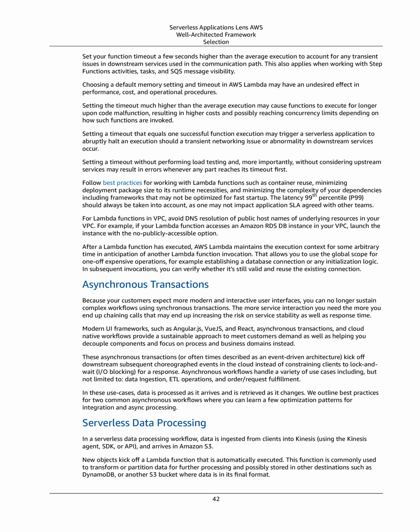For example, if your Lambda function accesses an Amazon RDS DB instance in your VPC, launch the instance with the No Publicly Accessible option. After a Lambda function has executed, AWS Lambda maintains the execution context for some arbitrary time in anticipation of another Lambda function invocation. That allows you to use the global scope for one-off expensive operations, for example establishing a database connection or any initialization logic. In subsequent invocations, you can verify whether it's still valid and reuse the existing connection.